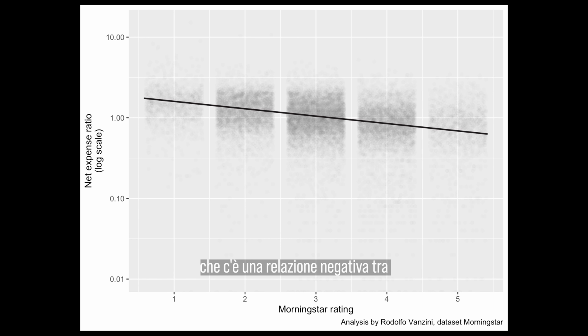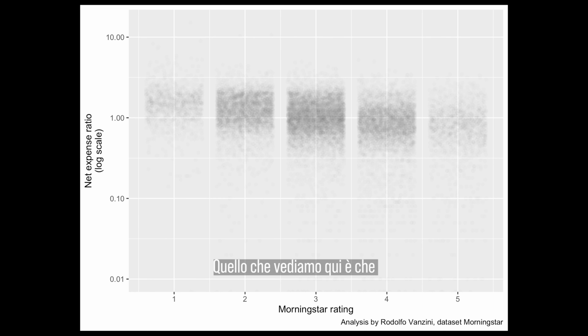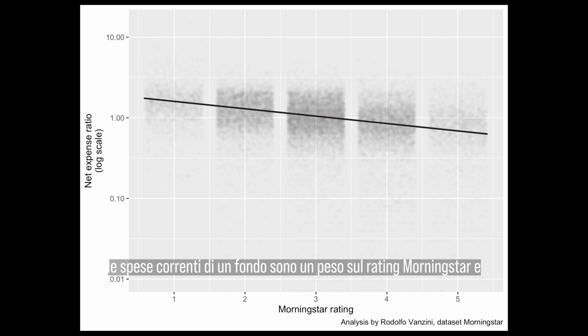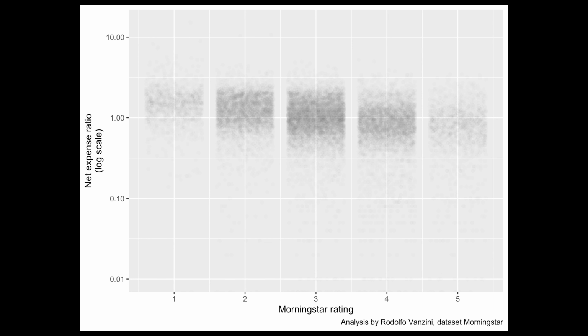We can see again that there's a negative slope in the relationship between a fund's net expense ratio and its Morningstar rating, regardless of a fund's investment category. What we see here is that a fund's net expense is a burden on its Morningstar rating, and thus on its returns in relation to the fund's category.